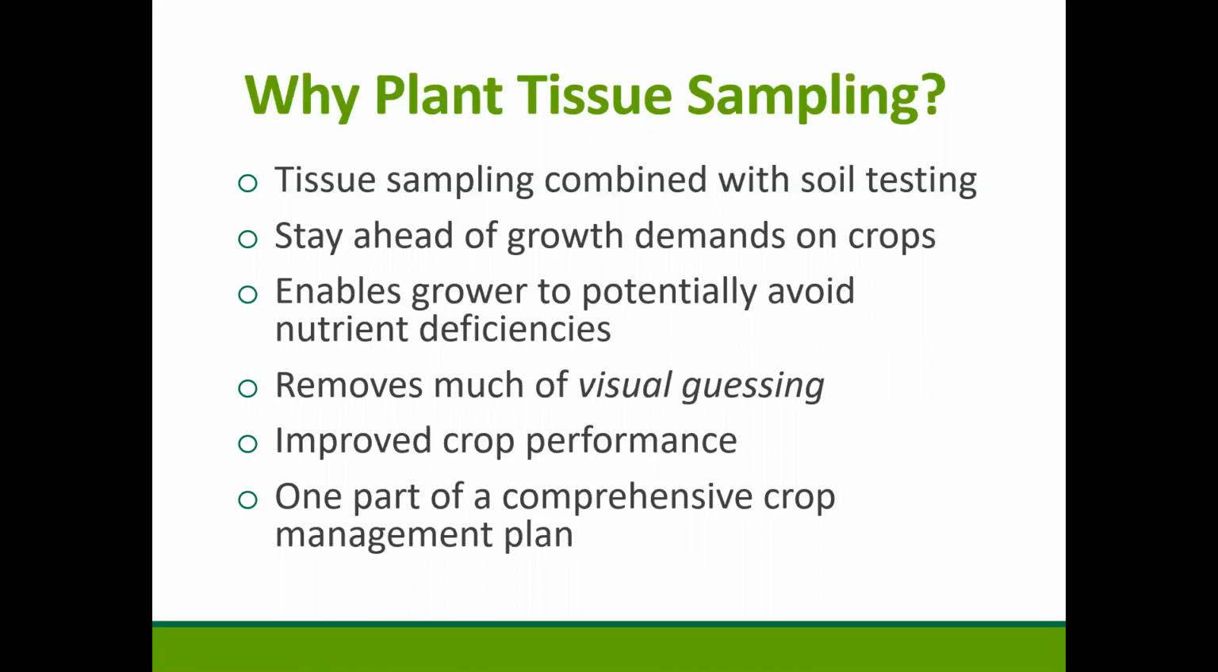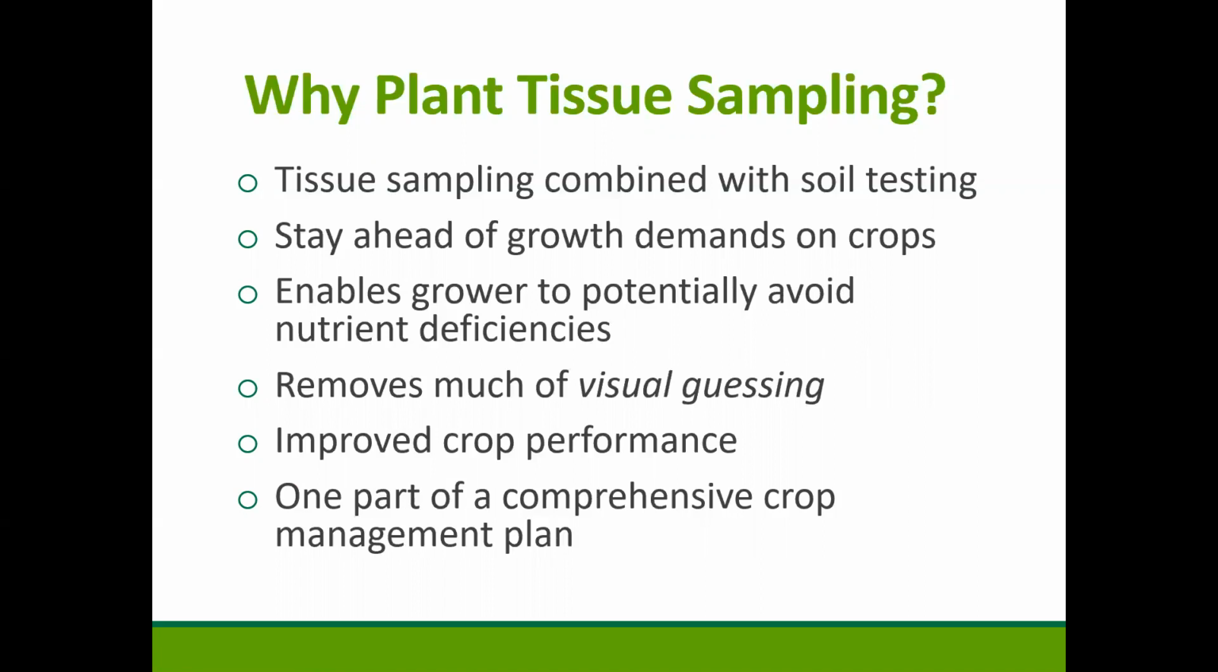Tissue sampling is going to allow you as a grower to stay well ahead of nutrient demands and curves as a crop matures and begins production for the intended crop. It's going to allow you to avoid nutrient deficiencies by realizing them potentially before they cause yield loss or crop performance drags.